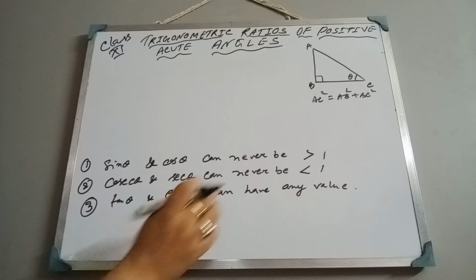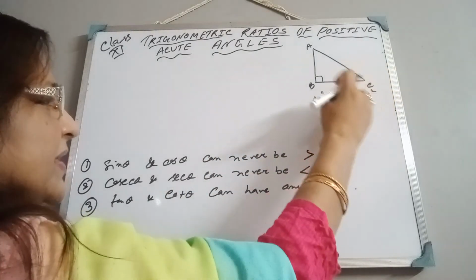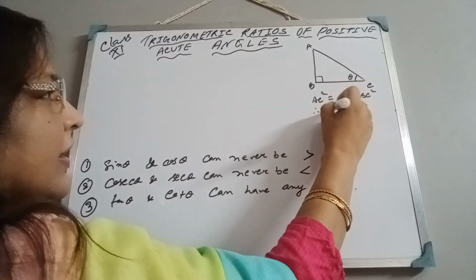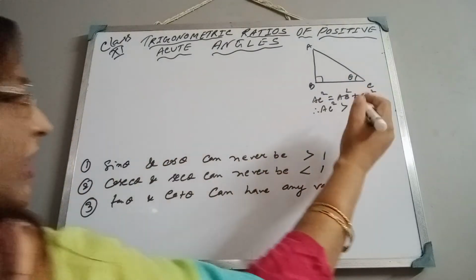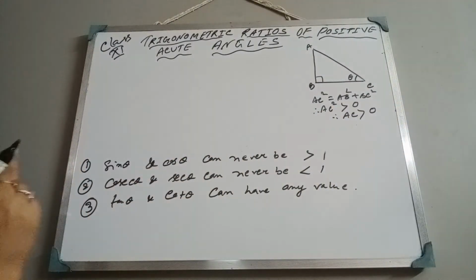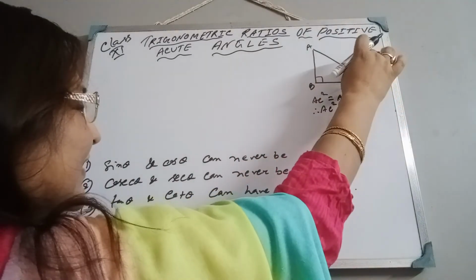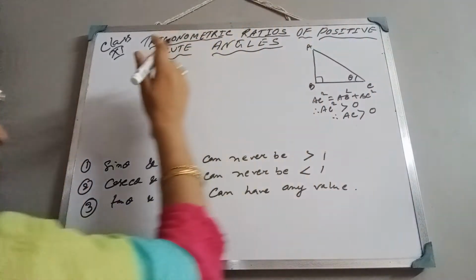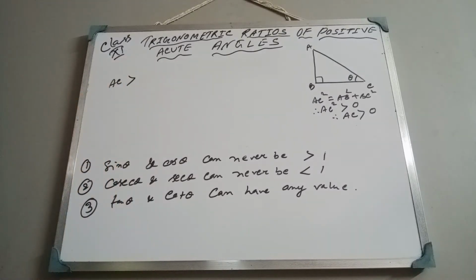Since it is a sum of squares, this part should always be greater than or equal to 0, and this is also greater than or equal to 0. Therefore, the square part should be greater than 0. When AC square is greater than 0, obviously we will write AC greater than 0. Now, AC square equals AB square plus BC square. That means AC is always greater than AB, or AC is always greater than BC. Clear? So what will we write? AC is greater than AB.